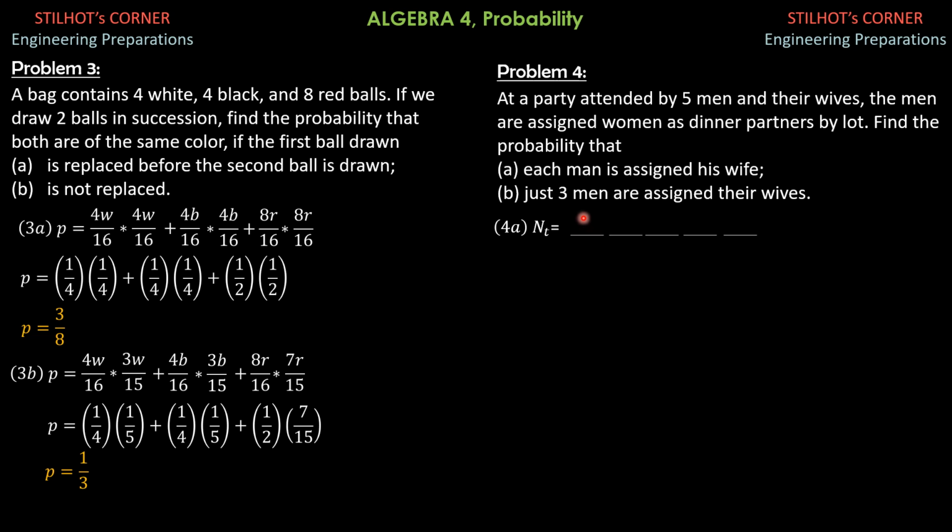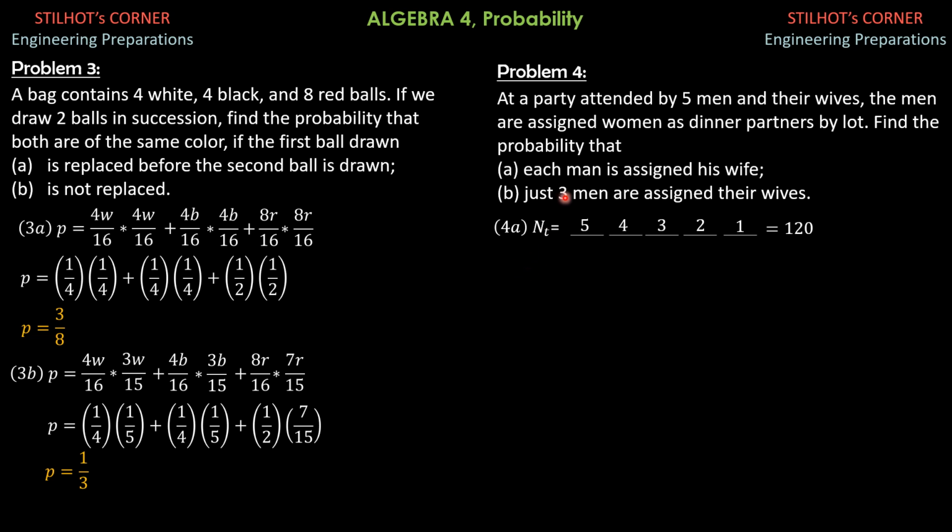So in the first position, there's a man here, that's 1. And this is equal to 5. The wife assigned to the first man, there are 5 possibilities because there are 5 wives available. So 5, then 4 times 3 times 2 times 1. So in other words, the total number of outcomes is 5 factorial, and that is equal to 120 ways.